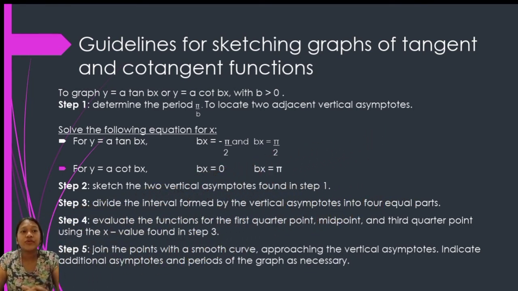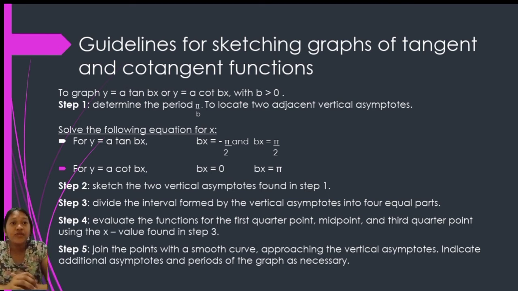Solve the following equations for x. For y equals a tangent bx, we have bx equals negative pi over 2 and bx equals positive pi over 2. In step 2, sketch the two vertical asymptotes found in step 1. In step 3, divide the interval formed by the vertical asymptotes into 4 equal parts.